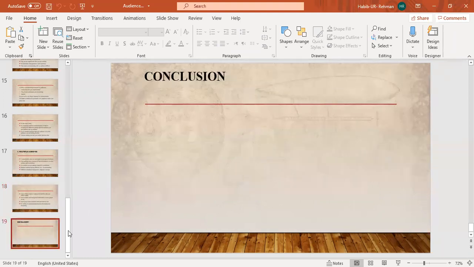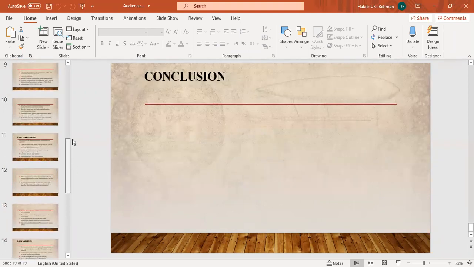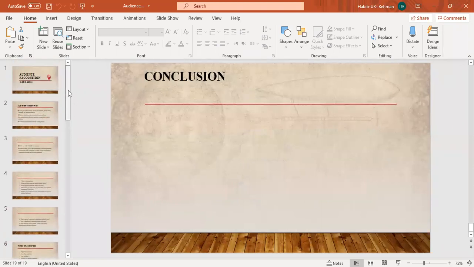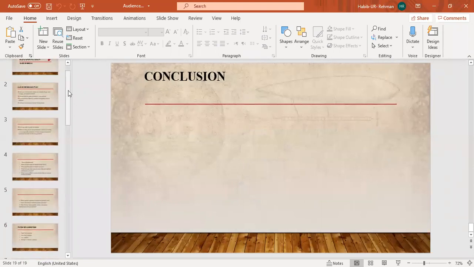So these were the four types of audiences. We talked about four types: lay audience, low tech audience, high tech audience, and multiple audience. And if you want to communicate effectively, you need to understand your audience, their background, their educational background, their attitude towards the topic and your communication, and their gender. These are the things you need to understand.